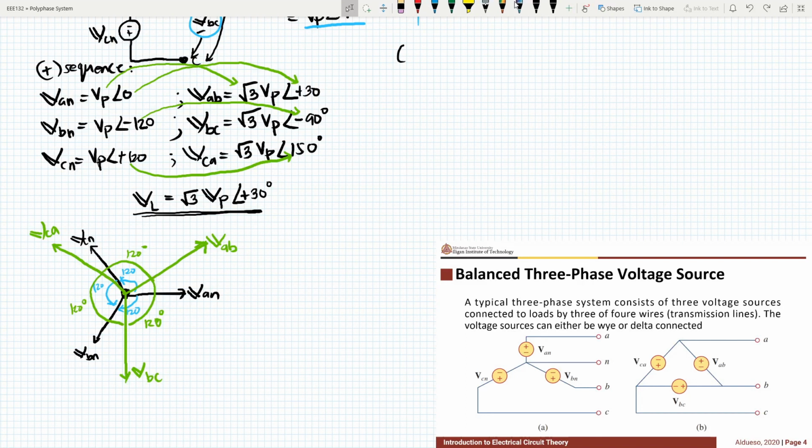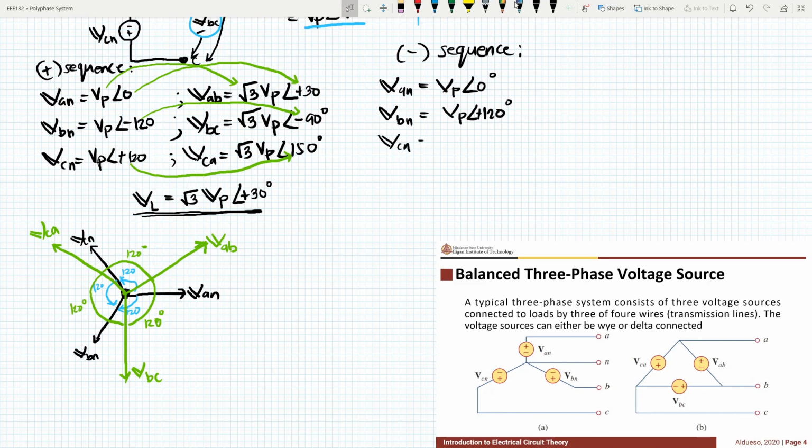Now for the negative sequence, the difference is in the phase voltages. Let's have VAN as our reference, still our reference. The difference is that VBN is now leading VAN by 120 degrees, and VCN is now lagging by 120 degrees.